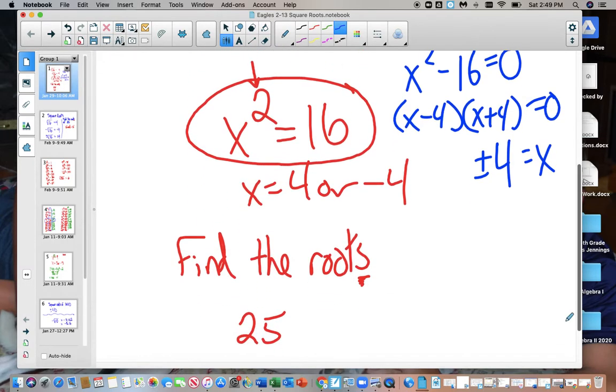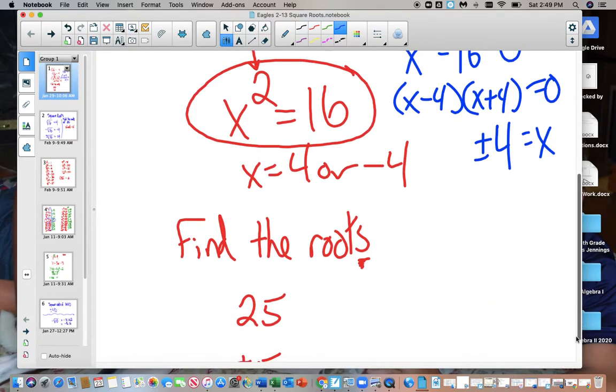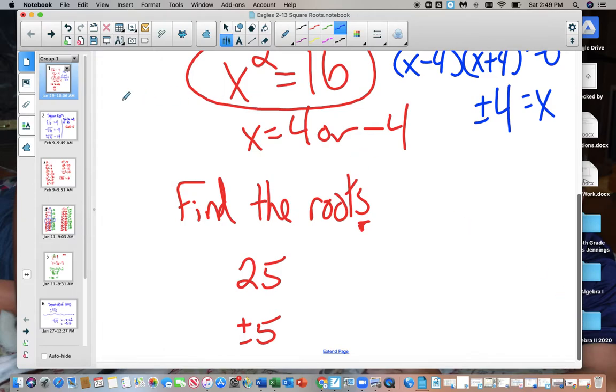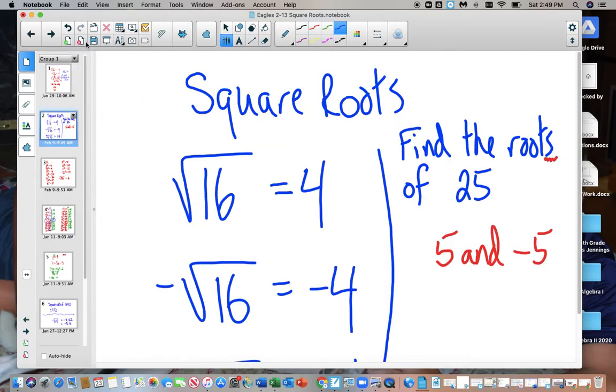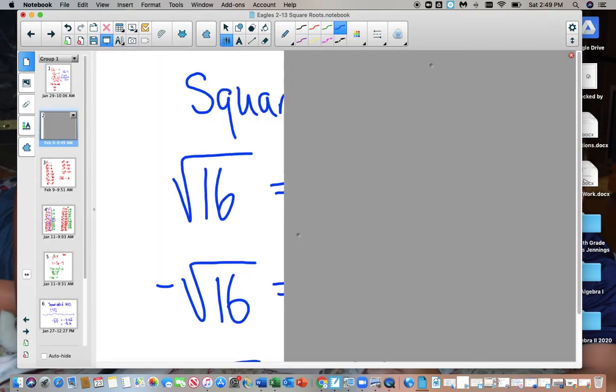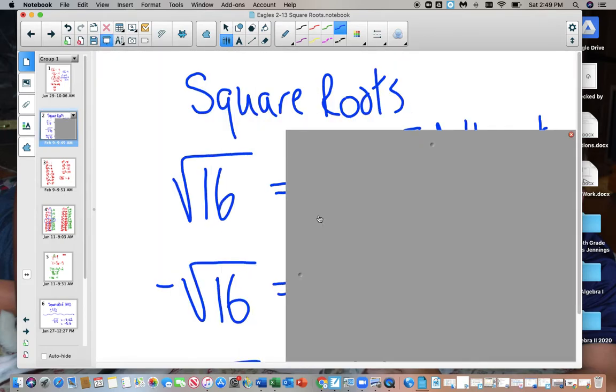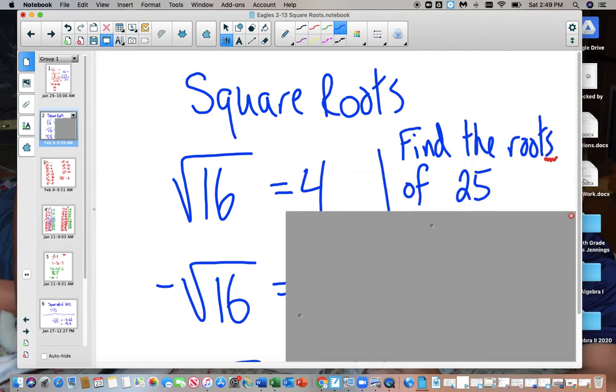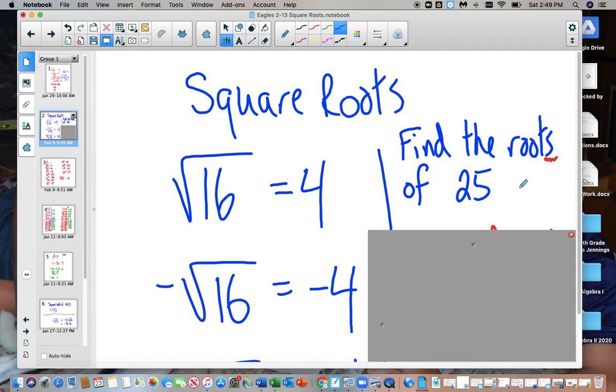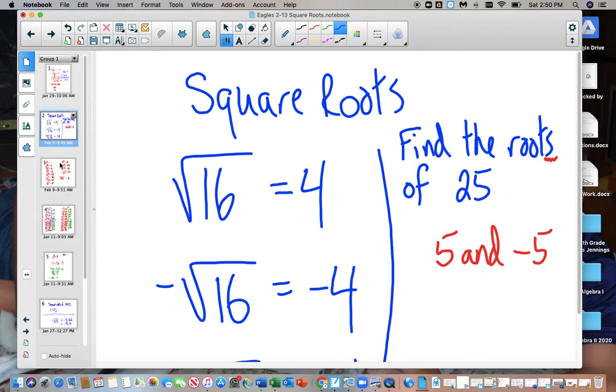So if it says find the roots, plural, of 25, that would be looking for 5 or negative 5. Okay. So just a little review here. If they're looking for this, they would want the answer of 4. This one, they would want negative 4. Roots of 25, we just discussed that. Okay, I think we're good on that page.